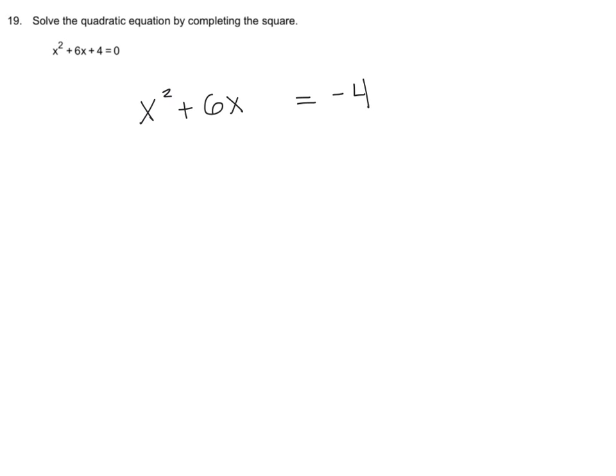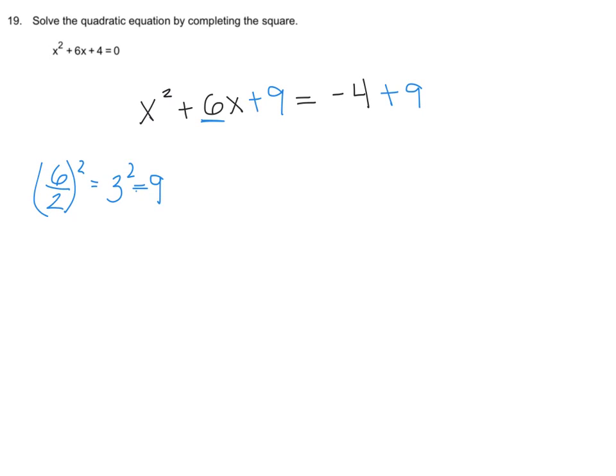To do that, you take the coefficient in front of the x term, which is a 6, and then divide by 2, and then we'll square it. So 6 divided by 2 is 3, and 3 squared is 9. So that means that I'm going to add 9 to both sides of my equal sign.